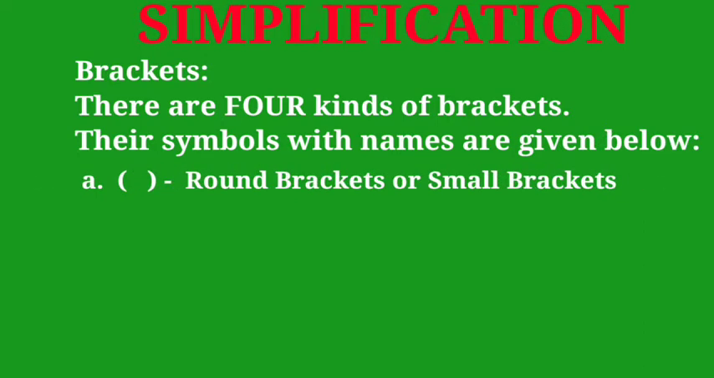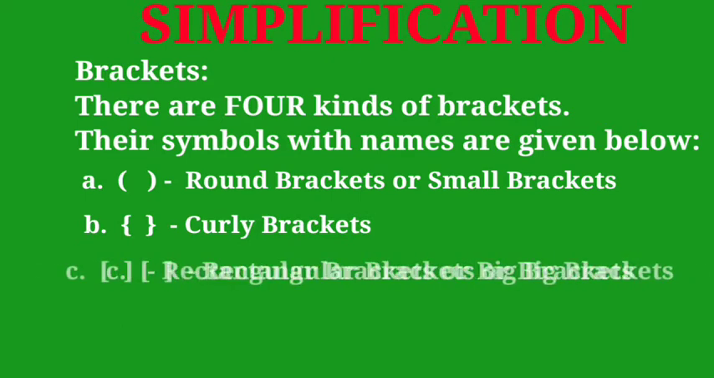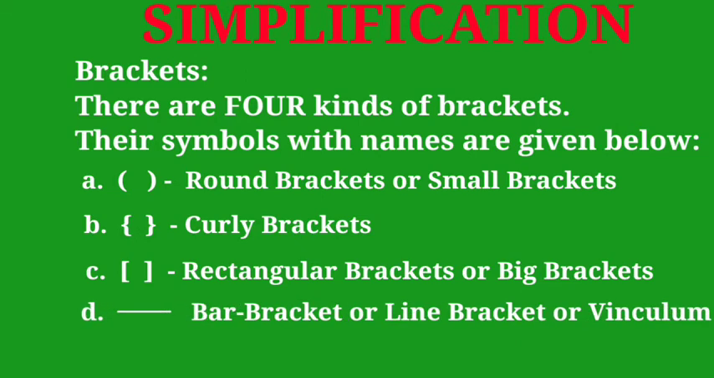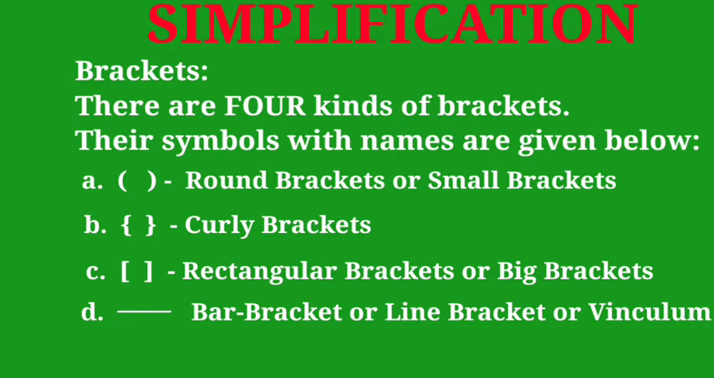First one is round brackets or small brackets. You see the symbol. Curly brackets, you can see the symbol. Third one is rectangular brackets or big brackets, and the symbol is there. And the bar bracket, line bracket, or vinculum. The first one is round brackets, then curly, rectangular, and then the last one is bar bracket, line bracket, or vinculum.